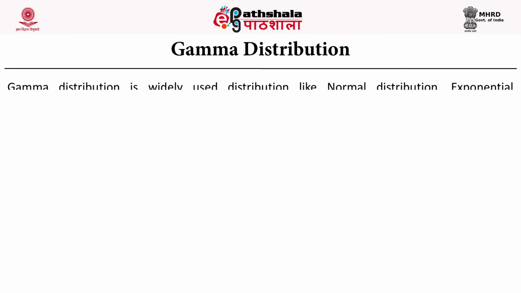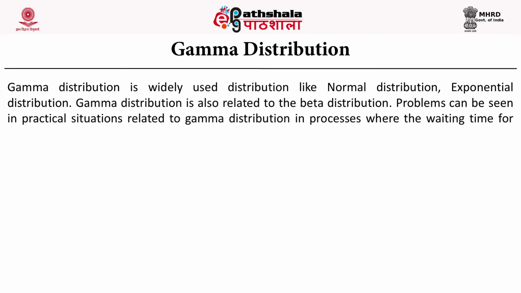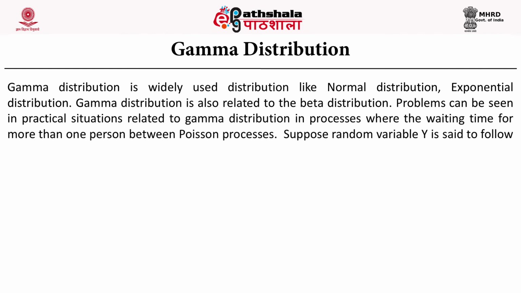So we have another continuous distribution, the gamma distribution, which is a generalization of the exponential distribution. The gamma distribution is a widely used distribution like the normal and exponential distributions. The gamma distribution is also related to the beta distribution. Problems related to the gamma distribution can be seen in practical situations in processes where the waiting time for more than one event occurs in a Poisson process. Suppose a random variable y is said to follow a gamma distribution with one or two parameters.